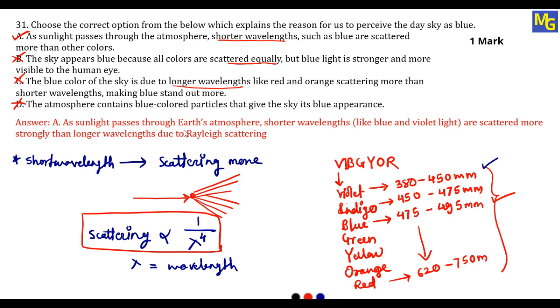As sunlight passes through the earth's atmosphere, short wavelengths like blue and violet light are scattered more strongly than longer wavelengths due to Rayleigh scattering. That scattering process is called Rayleigh scattering. So this is the answer for question number 31. I hope you understood this answer. Whenever such a question comes, there is no need to explain the reason by formula and all. Just think properly and write the correct option. That is enough.